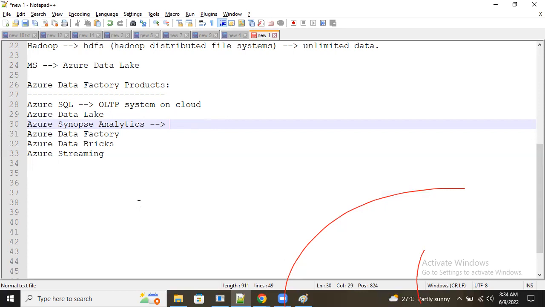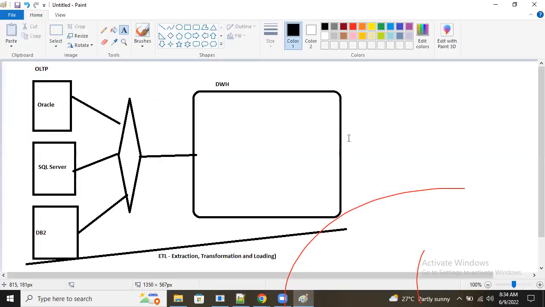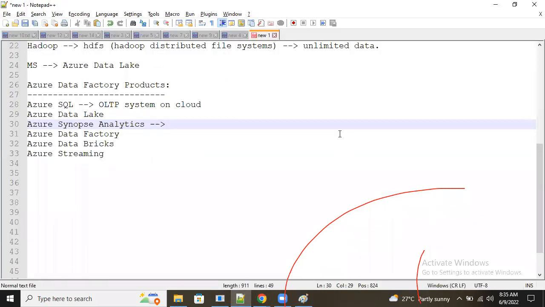Now tell me, where do we have the huge volume of data, in OLTP or in the data warehousing system? In a data warehouse system, we will have huge data. Exactly. Azure Synapse Analytics is nothing but a data warehousing system on cloud.